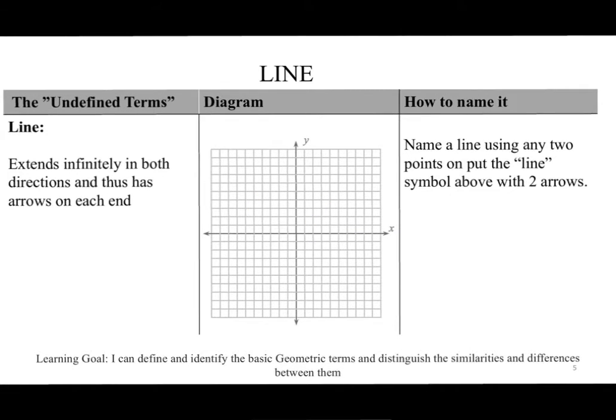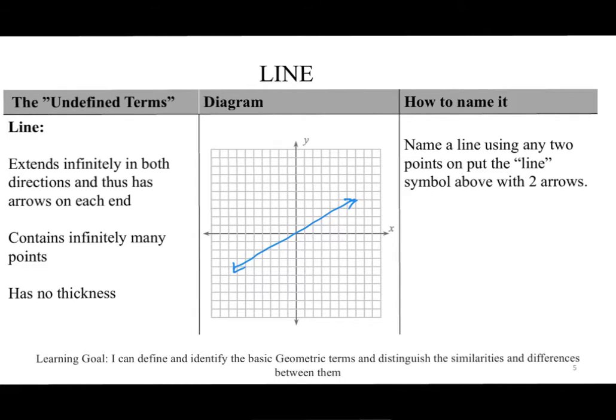So our next term is a line. Now a line just is a figure that extends infinitely in both directions and thus has arrows on each end to represent that it keeps going. So it might look something like this.